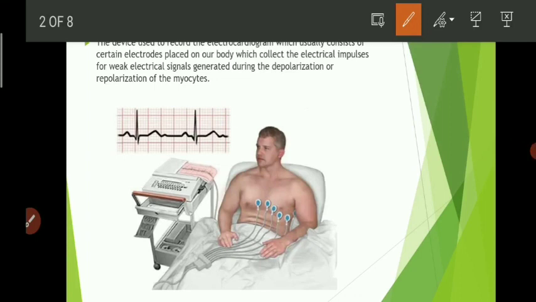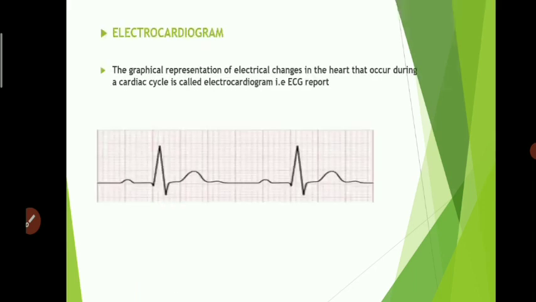As we can see here, there's a device kept alongside this person, and this device is connected to the chest of this person through various electrodes. These electrodes are going to pick up those weak impulses, the cardiac impulses produced during the cardiac cycle. While the heart functions, those impulses will be produced and those weak signals will be picked up by these electrodes, and further this device is going to plot them onto a graph sheet. The graph sheet that we receive in the form of an ECG report is known as the electrocardiogram. So the graphical representation of electrical changes in the heart that occur during the cardiac cycle is called electrocardiogram.